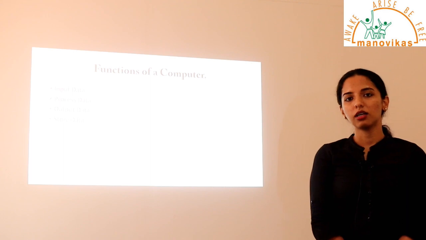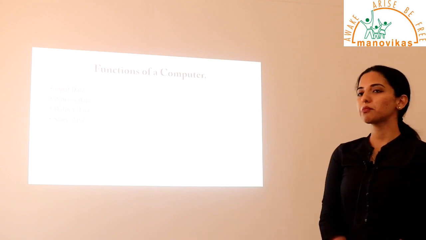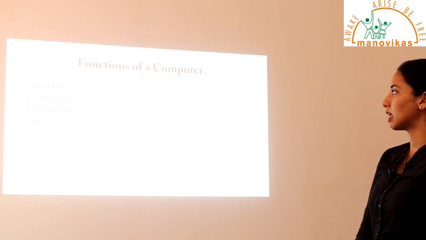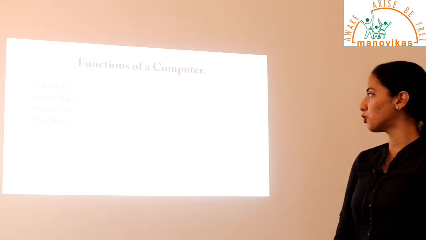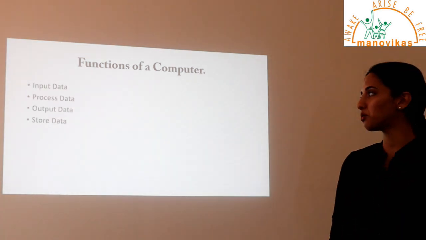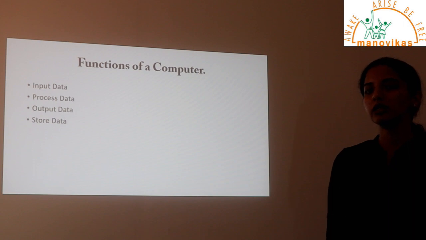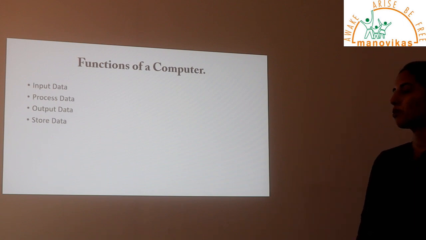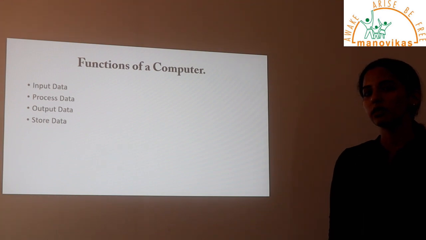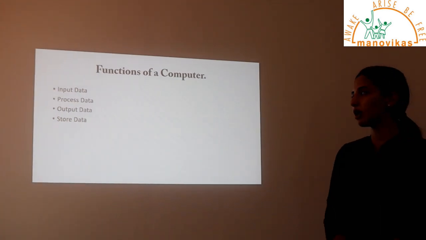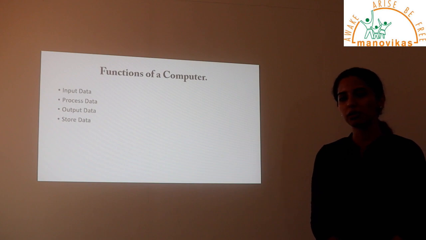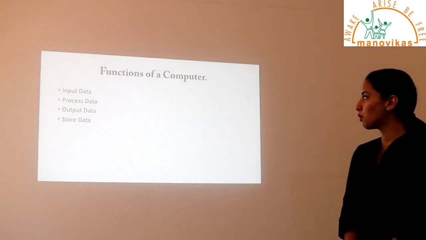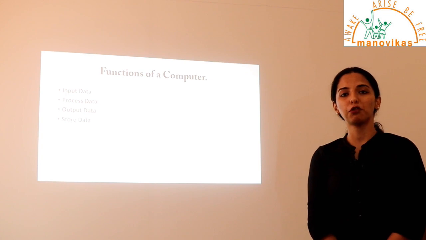This machine, a computer, performs various functions like input data, that is the data that we give to the computer through the keyboard or a mouse. This data is processed by the CPU. Once it has been processed, the output is given as information or the result. This output is also stored in the computer in its memory. So these are a few of the functions that a computer can perform.